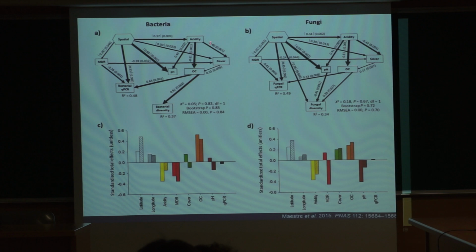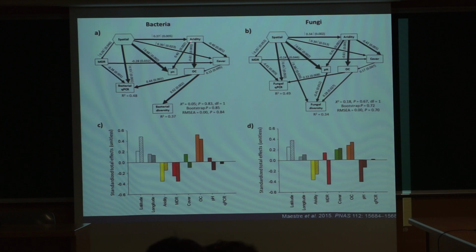Aridity didn't have a direct effect, as I'm saying, but it really had strong effects on variables like soil organic carbon, plant cover, and soil pH. And organic carbon in particular was strongly positively related to both bacteria and fungi, which is not a surprise. We are dealing mostly with heterotrophic organisms. They need carbon, right? And their main inputs usually come from plants.